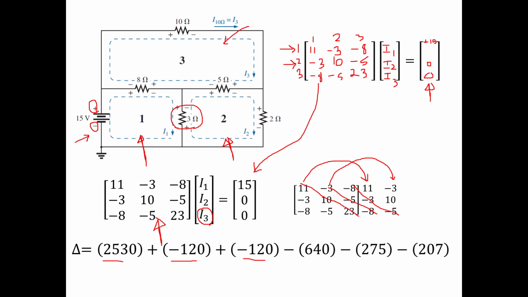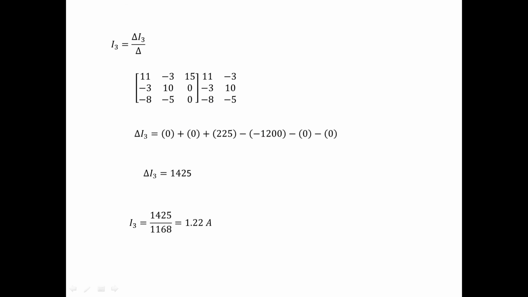These formulas I have explained in another video, on how to solve simultaneous equations. Refer to that. So multiply these three numbers and write the value here. Now multiply these three numbers and write the value here. Multiply these three numbers and write the value here. Now use your calculator and you will get the value of delta as 1168. Now what is I3? I3 is nothing but delta I3 by delta.